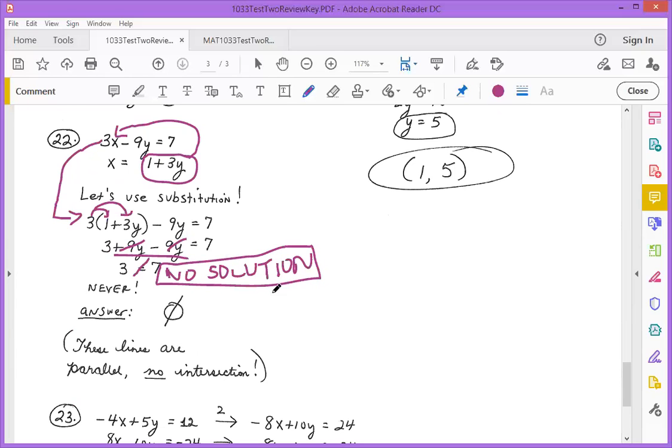This would be a graph of parallel lines, the type of graph where the two lines will never intersect. There's no solution.